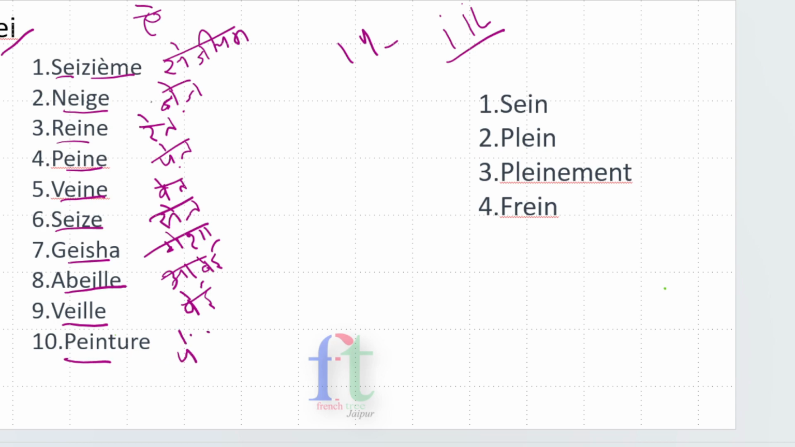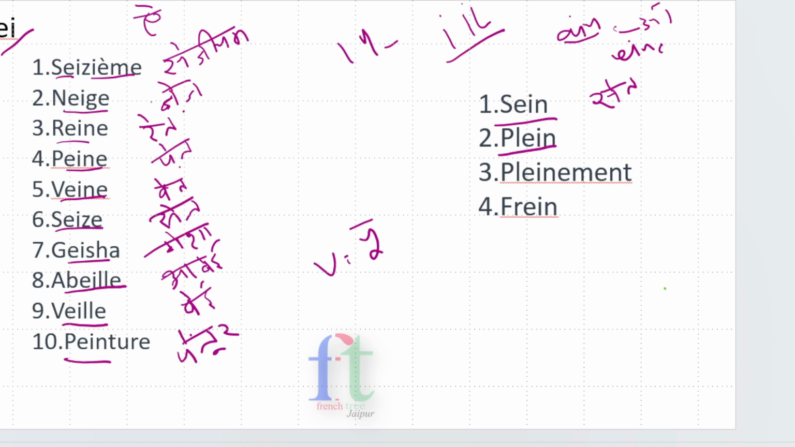So that is peinture. Peinture: QU is U. Remember U in the alphabet. So peinture. The same way that we did with AIN, EIN is quite the same. So it will be a kind of A. So sein, plein, pleinement, frein.